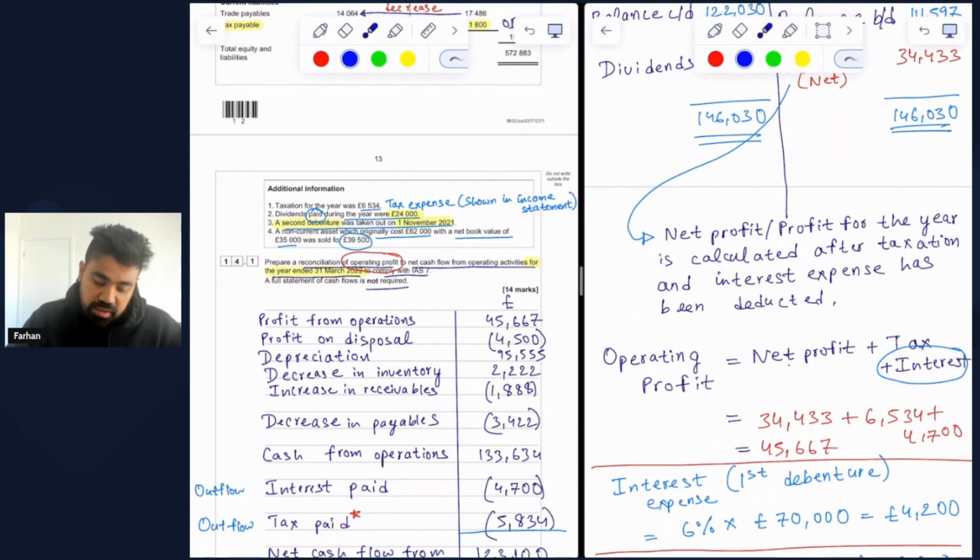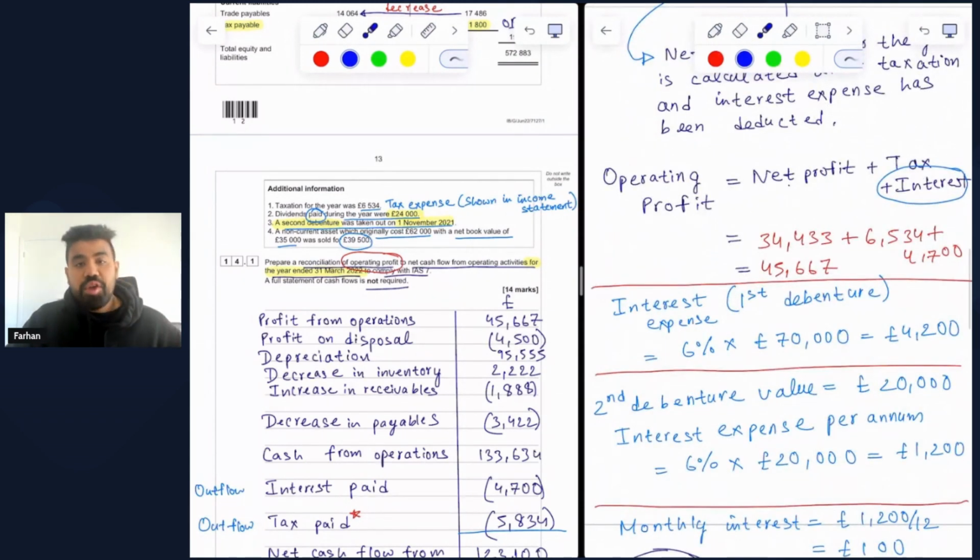Okay, taxation for the year was £6,534 based on the first additional information that we are given. As you can see, I'm circling on the left-hand side. So if you want to find the operating profit, we start with the net profit of £34,433 that we have just found out from the retained earnings calculation. Then we are adding the taxes of £6,534, and then we need to add interest. Now, the interest expense is something that we had to calculate separately, because again, you are in A levels and none of the information is given straightforward, and that is part of the challenge for this exam.